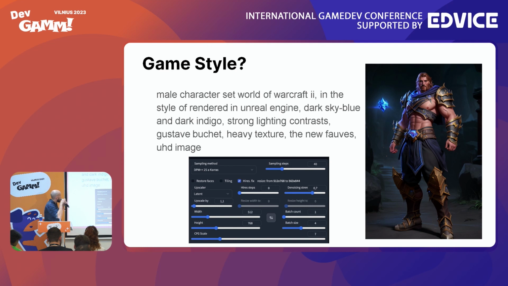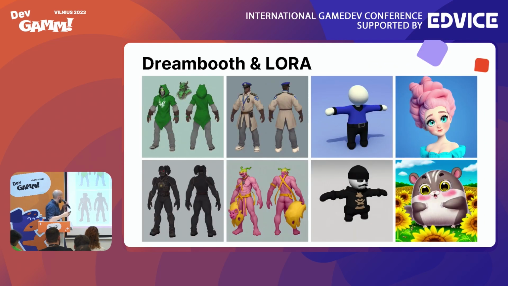And the answer is fine-tuning. You can train neural nets. You can fine-tune them for your game style using different techniques like Dreambooth, like LoRA, and as a result, you will be able to generate, let's say, I need a policeman. Voila, you have a concept of a policeman. It will not be ideal. You will have problems with faces, with hands, but still. Or you can generate a red guy or a pink guy with a naked butt. Voila.